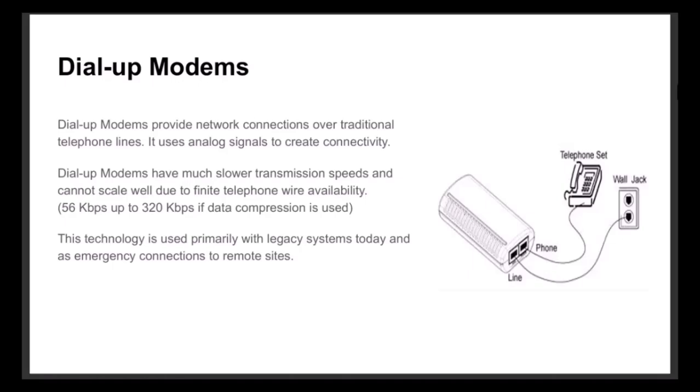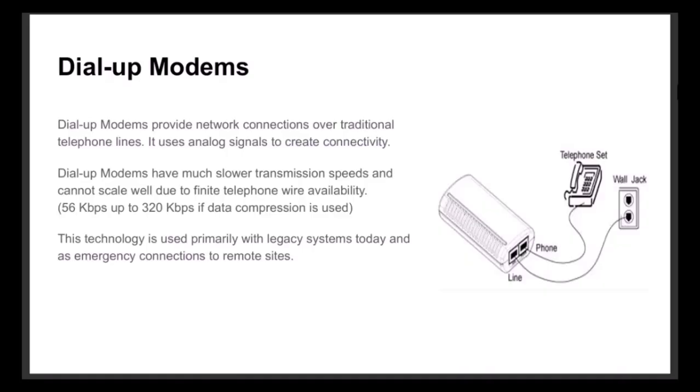It is strictly an analog technology. Your dial-up modems are typically used only with legacy systems, older systems, as well as remote sites that may need some type of emergency connection for data connectivity. Your dial-up modems will operate strictly in the kilobit per second data throughput, typically with a range of 56 to 320 kilobits per second. Your dial-up modem will require you to have a connector for an RJ11, a registered jack 11 connection, that will allow your dial-up modem to connect to the existing hardwired telephone system.